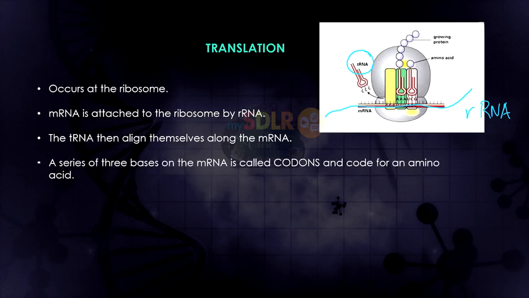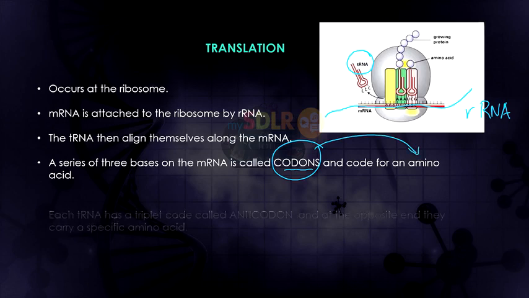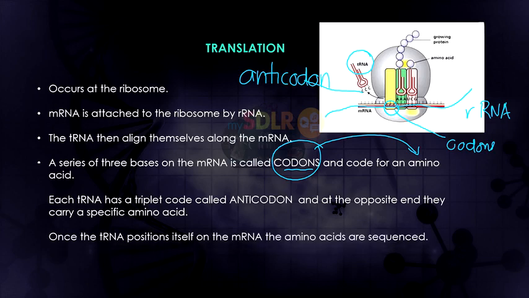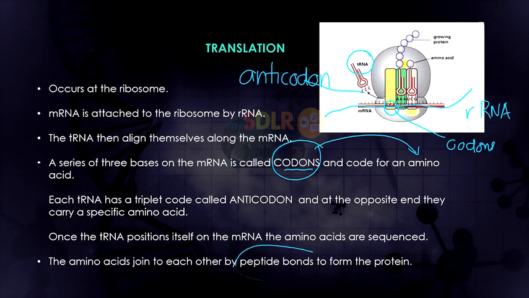It does so by using the three bases along the messenger RNA that we call codons. So, each three bases that are consecutive constitute a codon, and they actually code for a particular amino acid. Each transfer RNA has a triplet code, and this triplet code is referred to as the anticodon. So, on the messenger RNA, you have codons. And on the transfer RNAs, you have anticodons. Once the transfer RNA positions itself on the messenger RNA, the amino acids are then sequenced. The amino acids then join to each other by peptide bonds to form your protein.